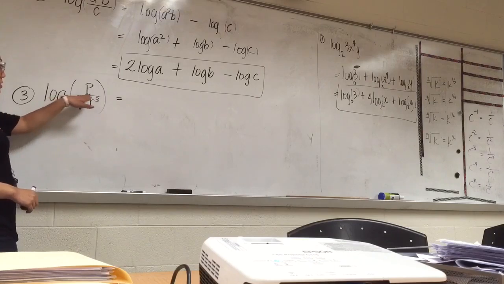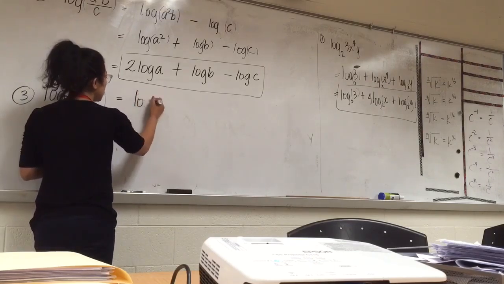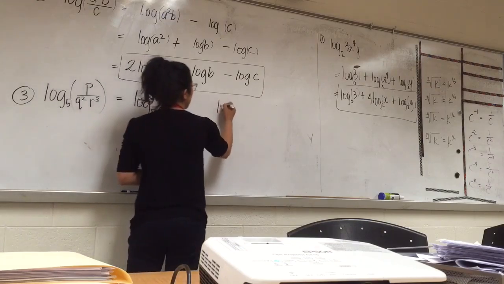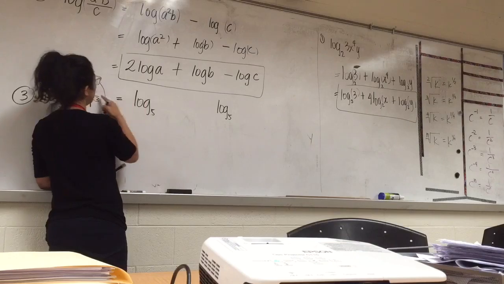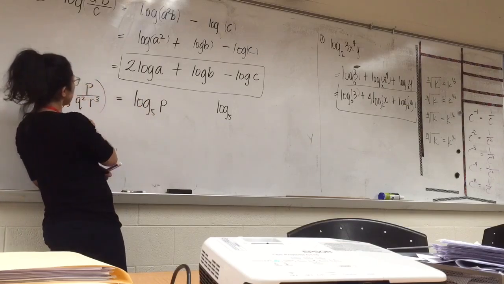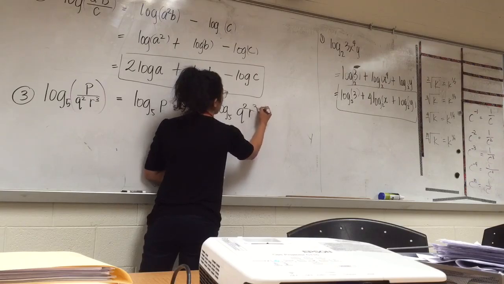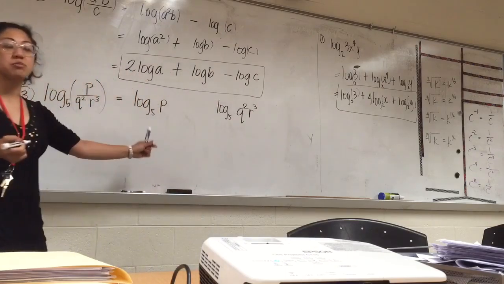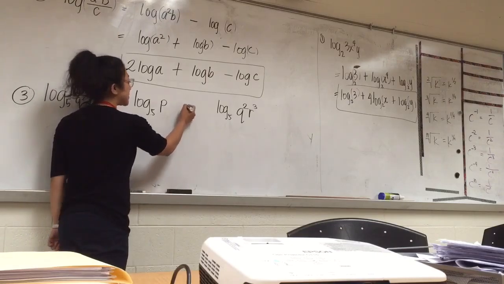Immediately you see there's a fraction, so we want to separate numerator and denominator. So I have 2 logs of base 5. One of them is going to be the numerator. What's the numerator? P. The other one's going to be the denominator. What's the denominator? Q squared R cubed, the whole thing. And what's the operation between the two? Subtraction. Does that make sense, George? Yes.